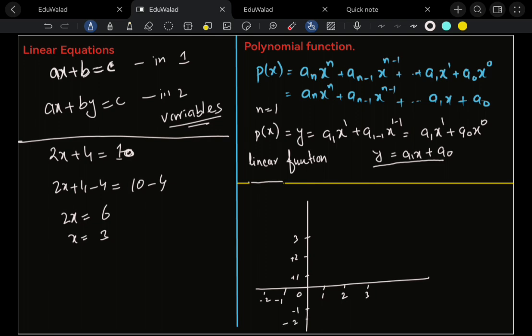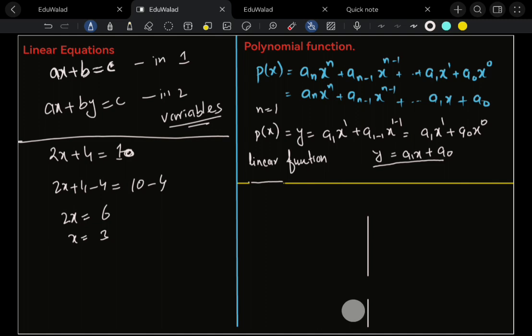So here x is 3, so our point is here. A vertical line is passing through this point 3. So it's a straight line that is passing through x equal to 3. So 2x plus 4 equals 10 has a straight line like this, a vertical straight line.